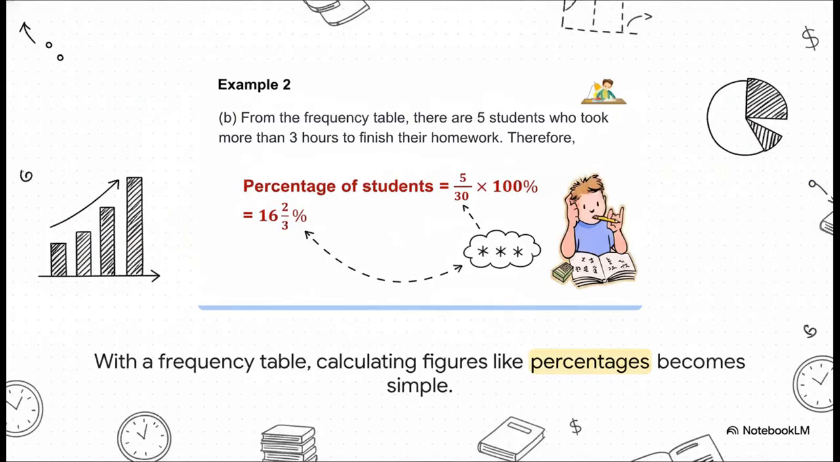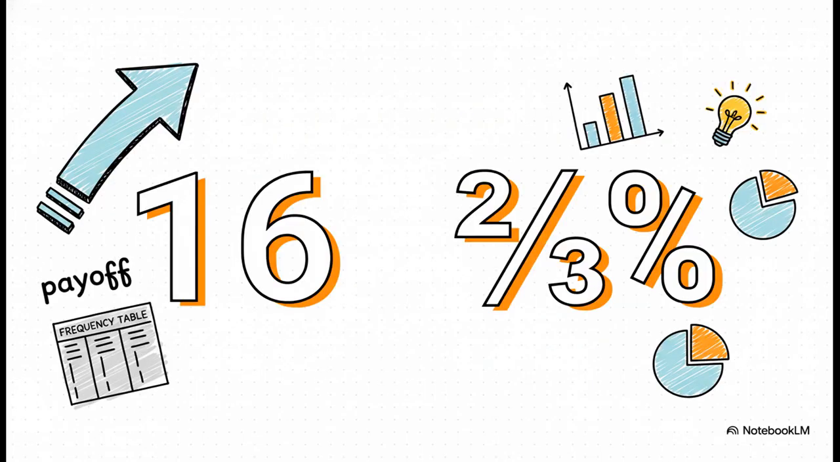For example, let's ask our homework data a question. What percentage of students took more than 3 hours? Before, that would have been a total pain to figure out. But now, we just look at our table. The group for more than 3 up to 4 hours has a frequency of 5. So that's 5 students out of our total of 30. And now the calculation is a piece of cake. 5 divided by 30 multiplied by 100%, which gives us 16 2/3%. That is a powerful, concrete insight that was completely invisible when all we had was that messy list of numbers.